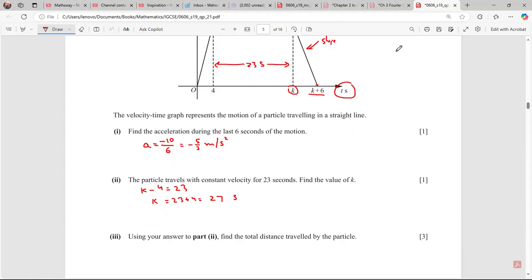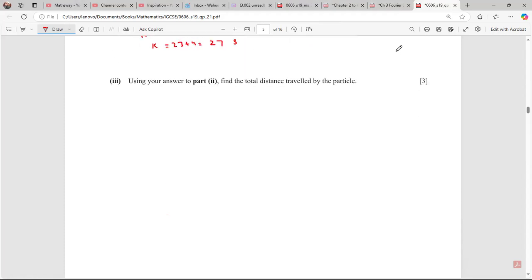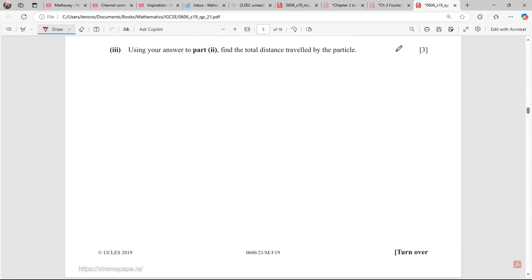And the last part is using your part to find the distance traveled. Okay, remember, if a particle is traveling, this is time and this is speed, and it's traveling at constant speed, right? So in this interval, the distance traveled is v into t. So distance is v into t. But if velocity is changing with time, how do we find the distance?